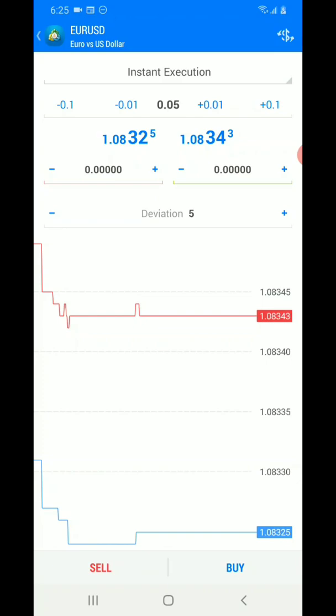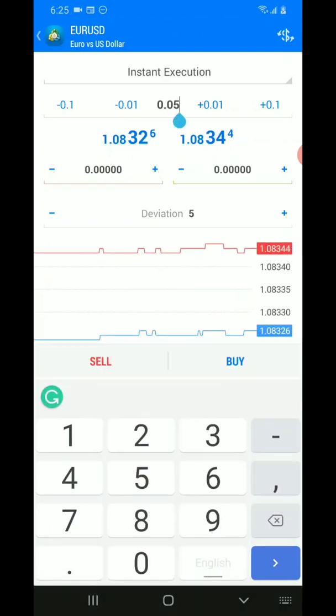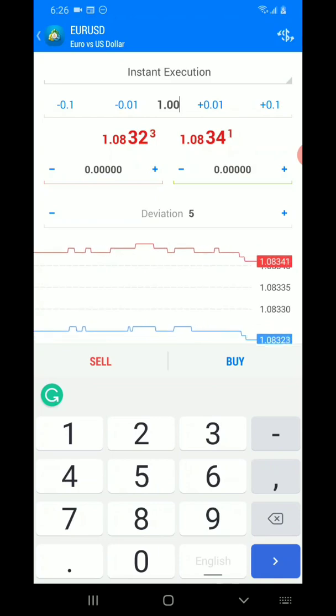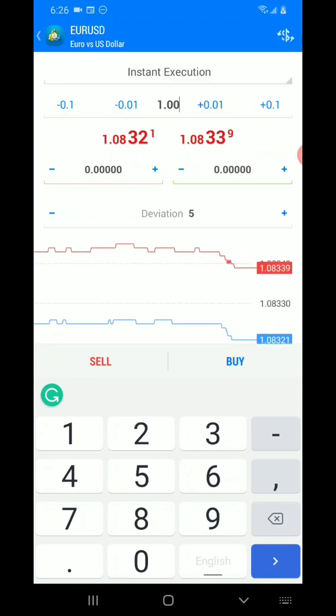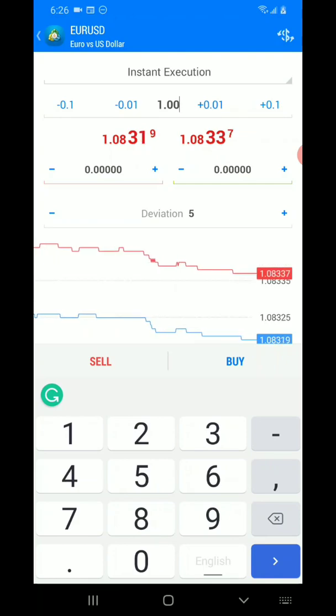This is an instant execution, and here you can select 0.1, 0.01, and so on. So we can adjust our trading volume. You have to remember that the standard trading size is 1.00, let's type it here. 1.00 is our standard trading size. The standard lot is equal to 100,000. So when we click on buy, if the trading size is 1.00, it means that we are buying 100,000 euros.